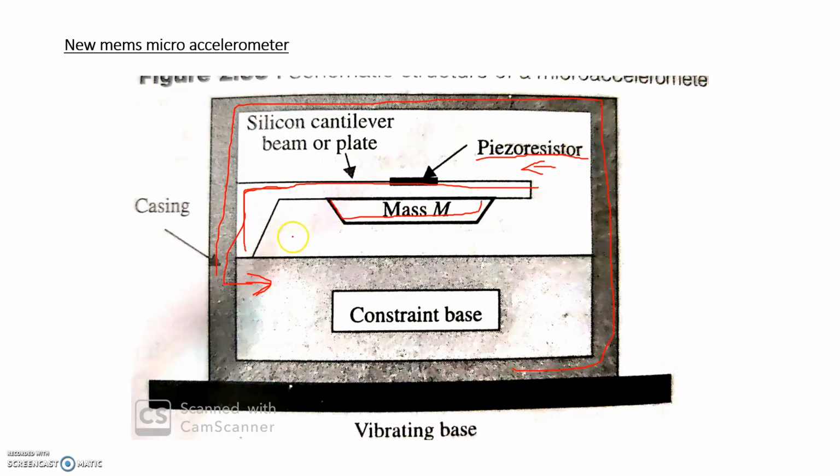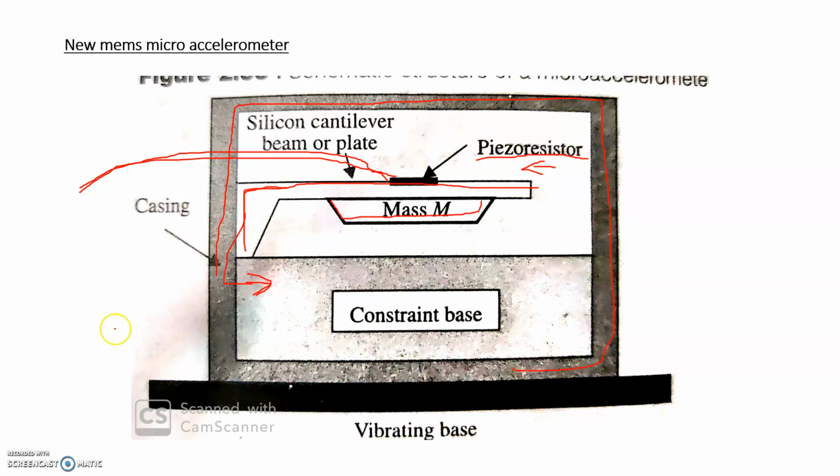When we have an acceleration, because of the mass there will be a deformation in the structure of this silicon cantilever beam. This deformation is detected by the piezoresistor, which takes the reading outside for measuring the acceleration. So this is how the latest microaccelerometer works.